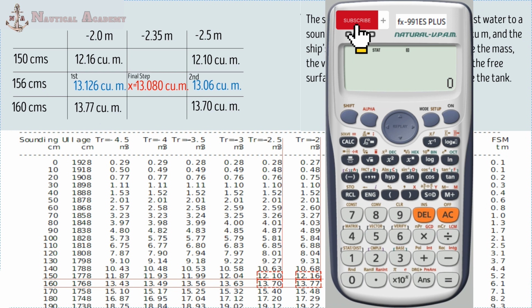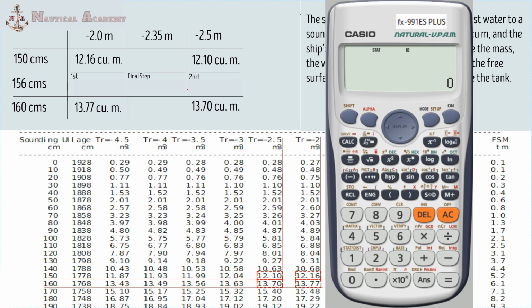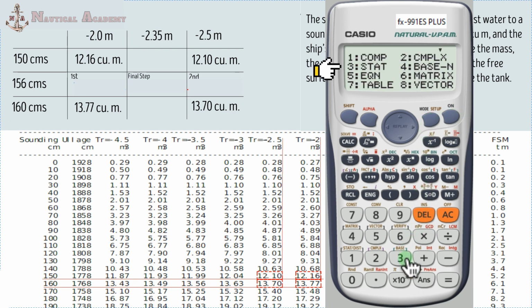Let us try this FX991ES calculator. First, we will find the value of volume for the sounding of 156 centimeters at a trim of -2.0 meters. So switch on your calculator. Then press the Mode button. Select the stat, so press number 3. Then select this equation, so press number 2.